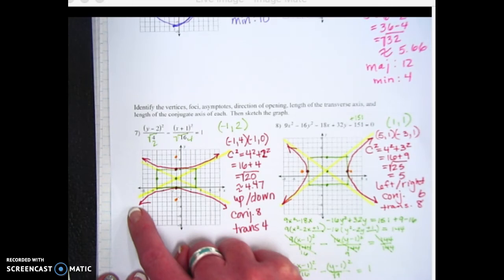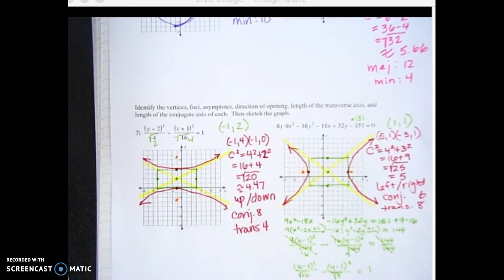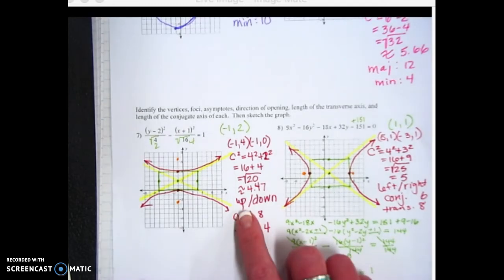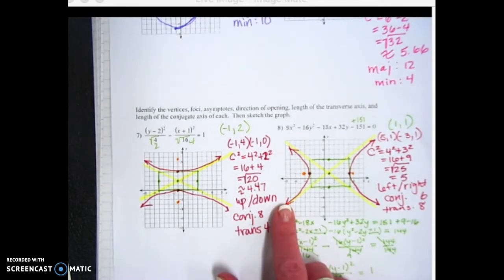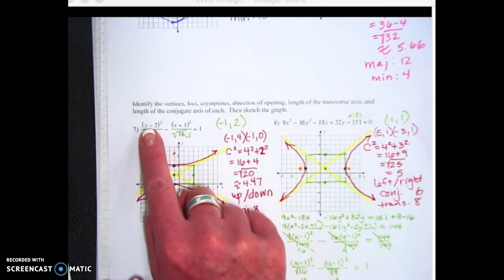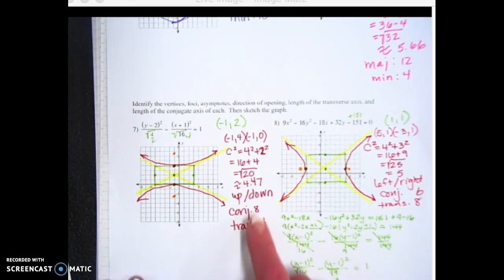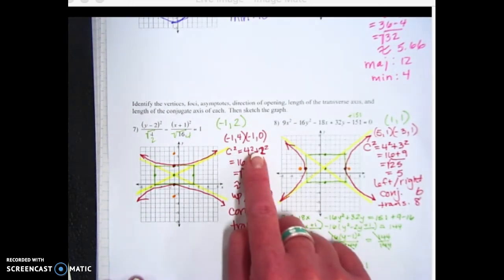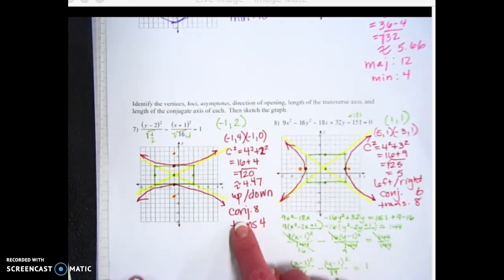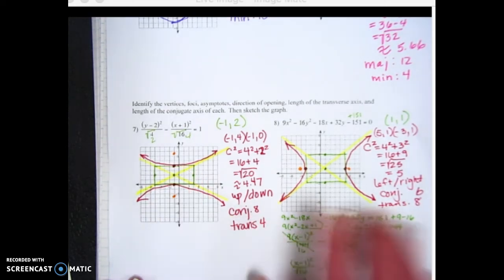Okay, then you're going to take your ruler and draw in your asymptotes. And then decide if your hyperbola is opening up or down. So this one's going to open up and down because the y term comes first. Okay, I found the foci by plugging it into c squared equals a squared plus b squared. And then I just counted the conjugate axis was 8, the transverse axis was 4.